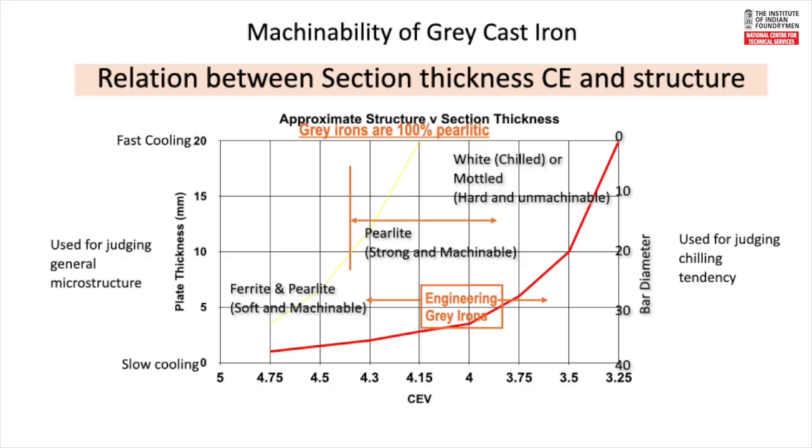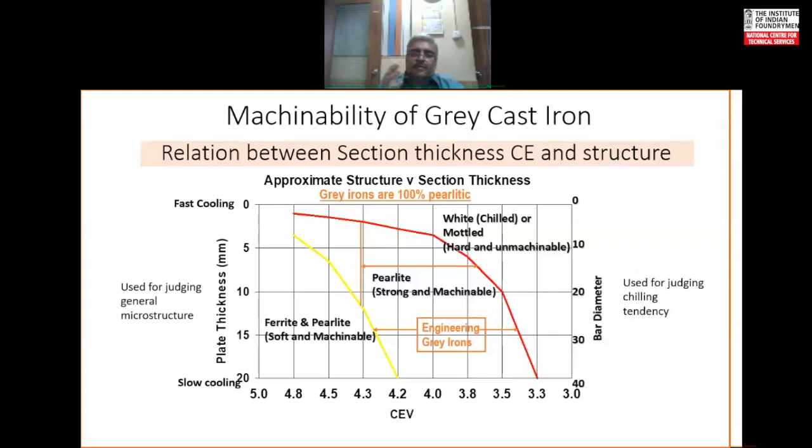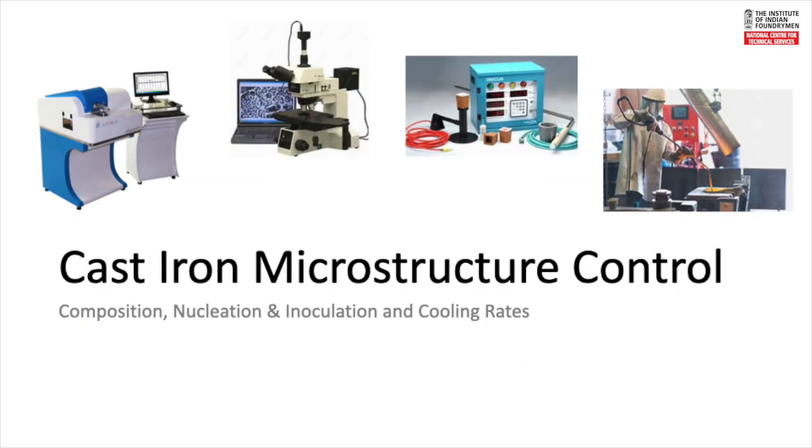While as you go towards the lower side of the carbon equivalent, between 3.3 and 3, as the thickness goes down, that means faster cooling rate, one will land up with chilled or mottled iron, which because cementite is very hard, will be difficult to machine or unmachinable. So this is the relationship between carbon equivalent, thickness, the type of microstructure, and machining.